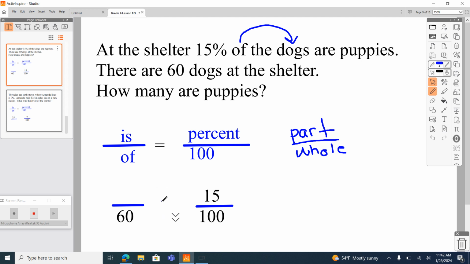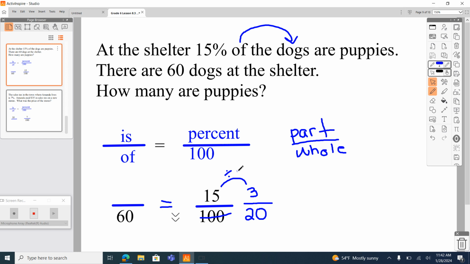Okay. I'm going to simplify this. I know that 15 and 100 are both divisible by 5. 100 divided by 5 is 20. By the way, if you're like, how'd you know that? If they end in 5 or 0, they're divisible by 5. And 15 divided by 5 is 3. So I'm dividing by 5, right?